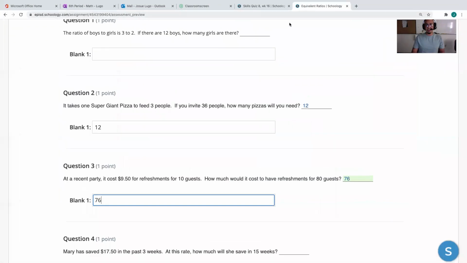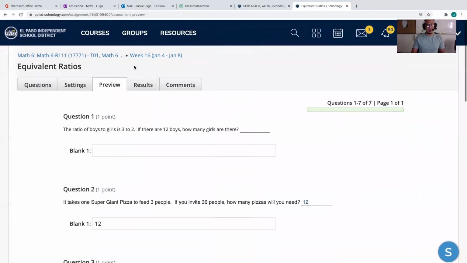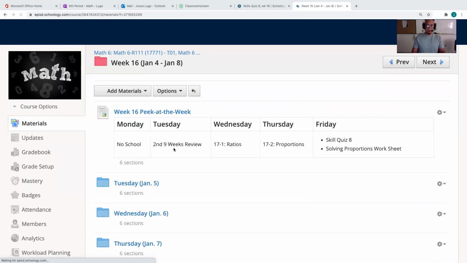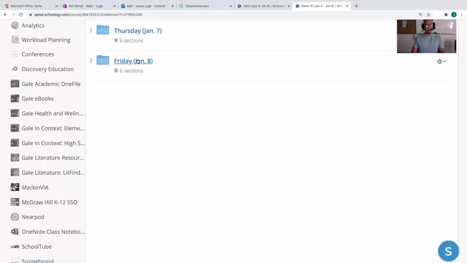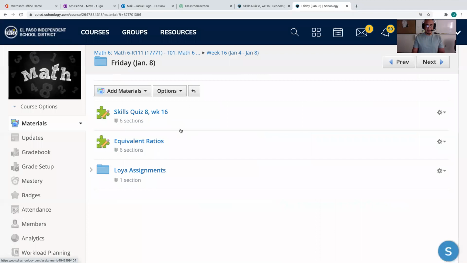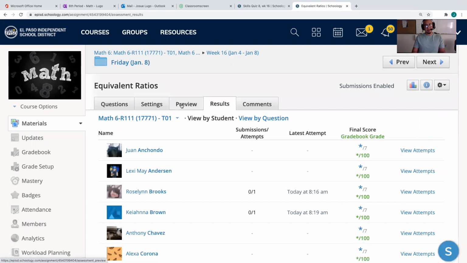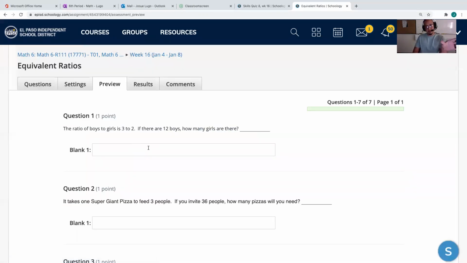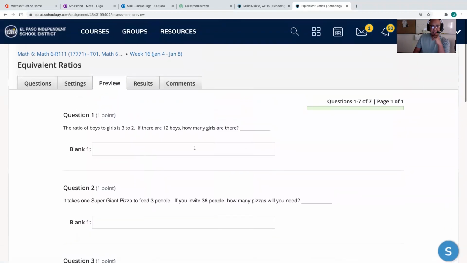If you go to Schoology and go to Friday's folder, so we're in week 16, click on Friday, you will find where it says equivalent ratios. You should get a screen like this. Just click Start New Attempt if you haven't started it yet, or Resume if you have, and that's where you'll find the problems for this assignment, as well as the problems that we're going to be using for our notes here in a second.